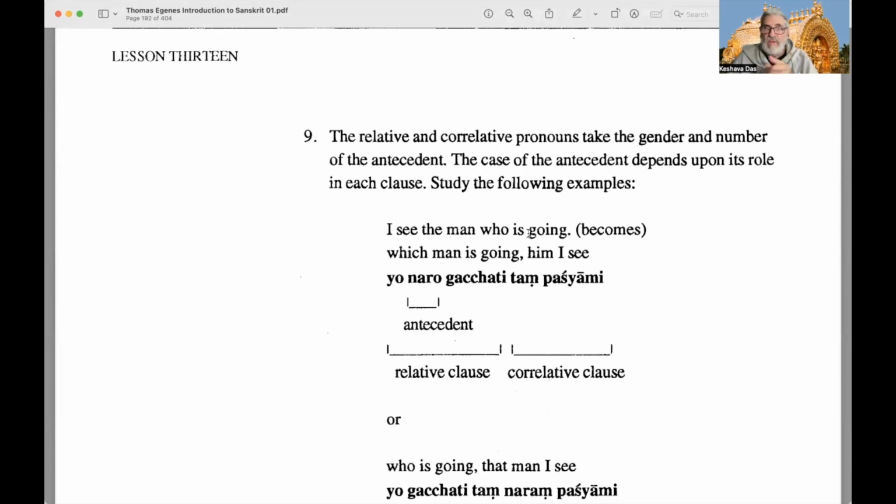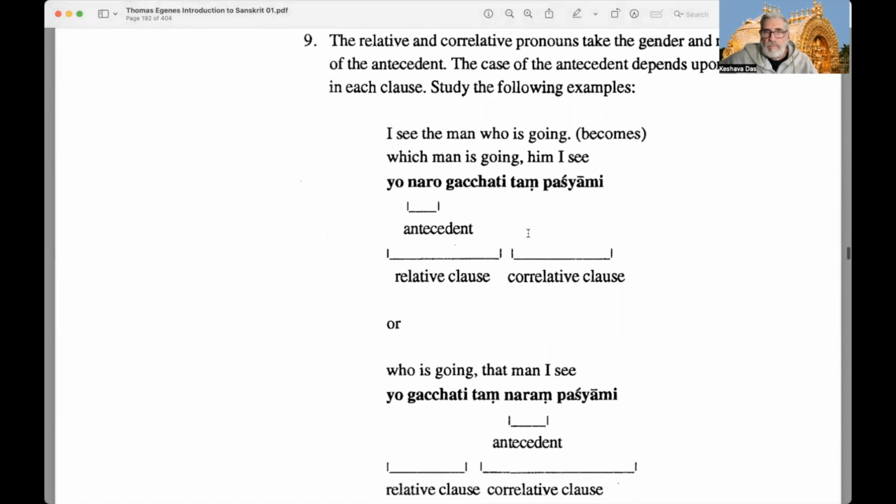The case of the antecedent depends on its role in each clause, right? So the antecedent might have a different case. It might not have nominative case. Let's see. Here's some examples. So, I see the man who is going, literally becomes, in Sanskrit, which man is going, him I see. So if we translate that, we get yo naro gachati tam pashyami. So in the relative clause, after yo or yaha, we get naro. Naro is the antecedent. It has to agree, yo has to agree with that. Tam pashyami.